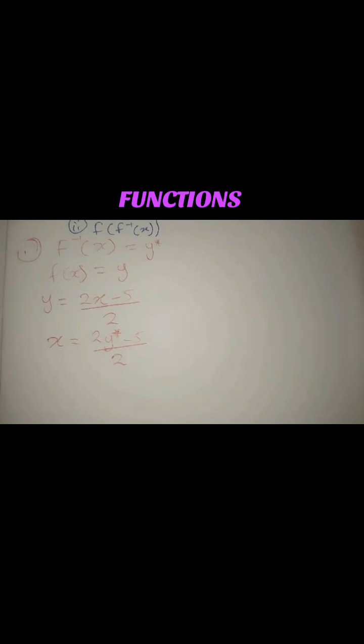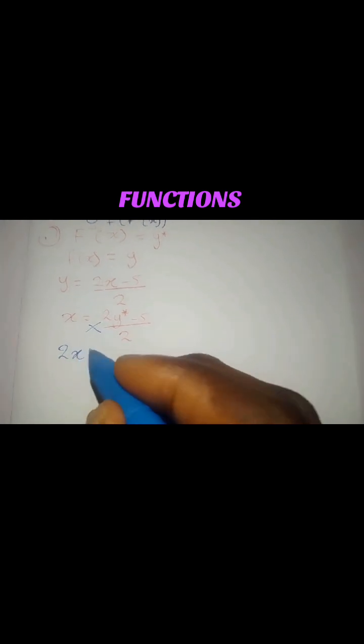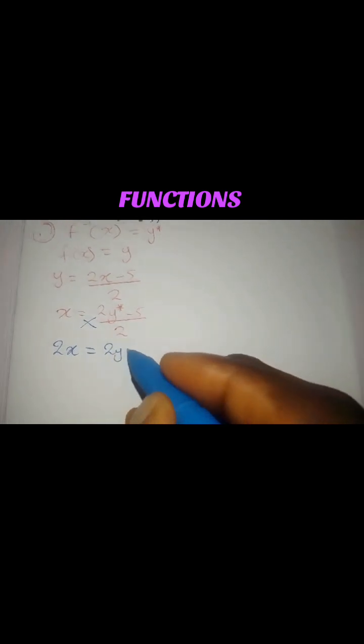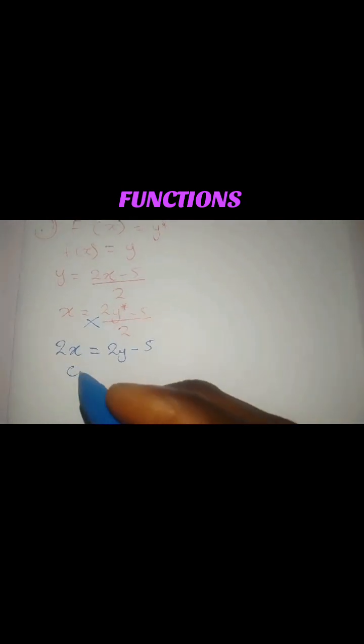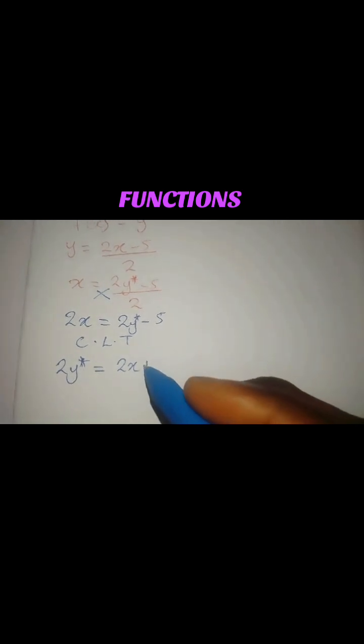At this point, these y primes become f of x inverse, f inverse of x. So I can say, let's find our f inverse of x. Let's first multiply. So I can say 2x equals 2y minus 5. By collecting like terms, we can say 2y prime equals 2x plus 5.